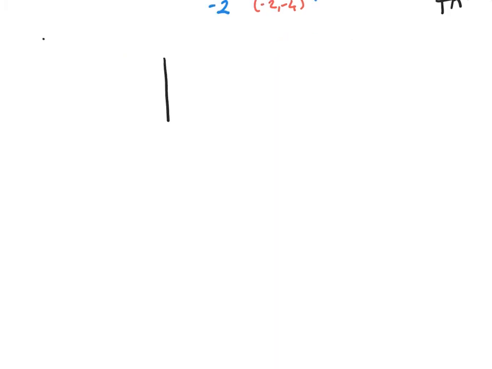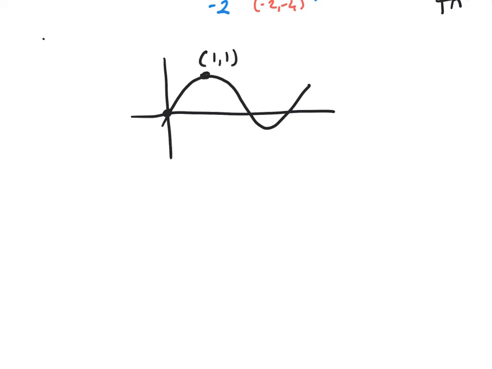Okay, let's try another. And we've got an original function this time, which looks a bit like this. Okay, so it passes through the origin, 1, 1, 2, 0, and 3, 0. So that is y equals f of x, and I'm looking to draw the function which is minus f of x plus 2 in the bracket.